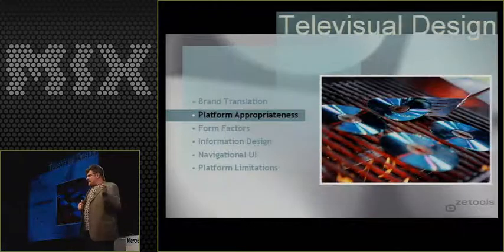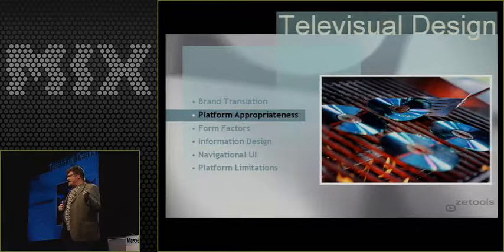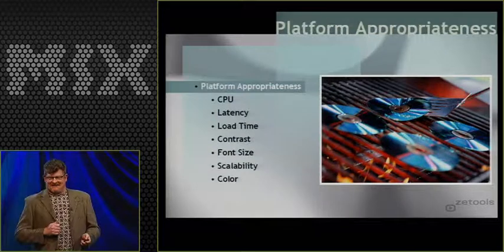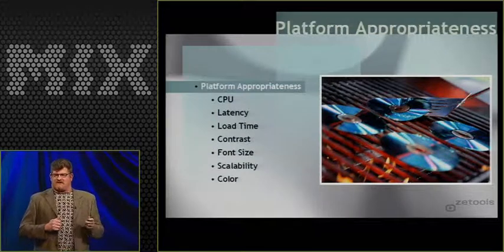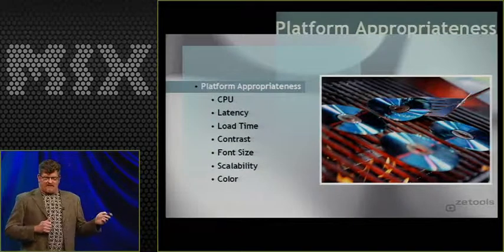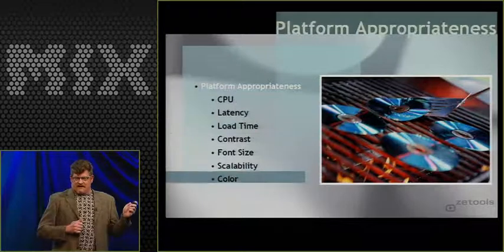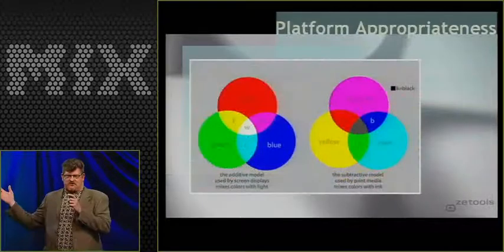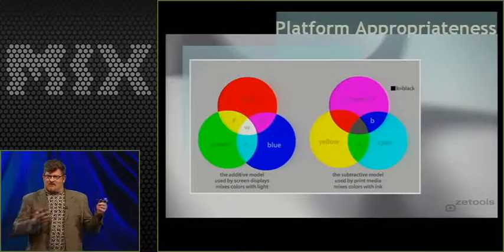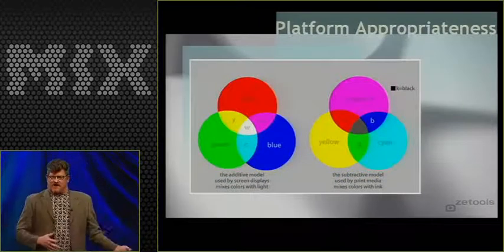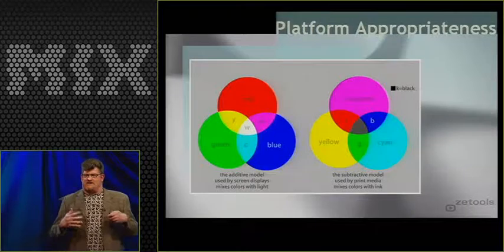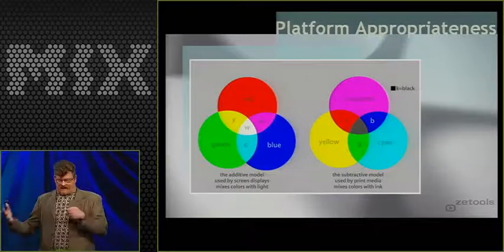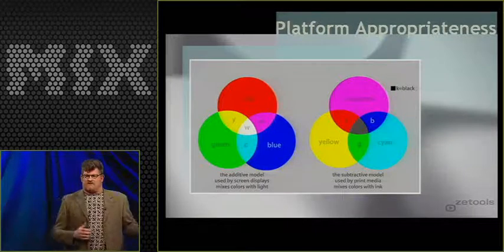All right, next, platform appropriateness. And I can't stress this one enough. So there's so many things that you have to consider here that may not be obvious. And I'm just going to pick one at random. I'm going to talk about color. Okay, so you know that there's CMYK and there's RGB. One is additive, one's a subtractive model. By combining these colors, you end up with a complementary set of colors between the two systems.